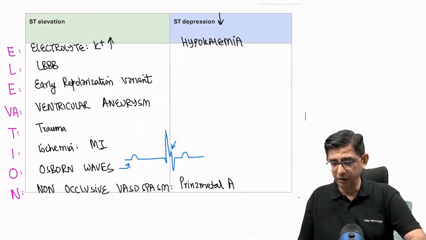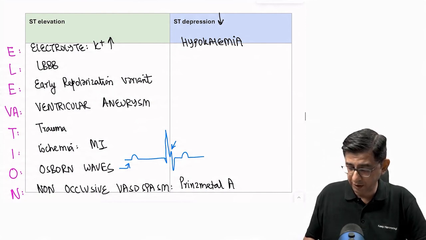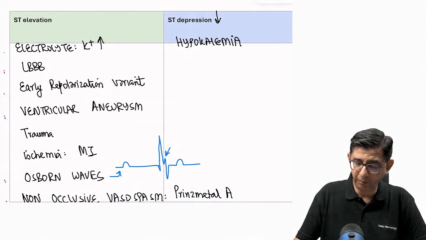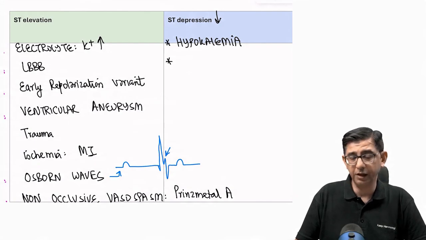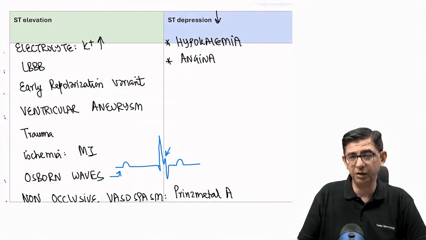So at the moment, the slide is full of information for ST elevation. The opposite of this is ST depression. So that is much shorter and simpler. The first entry to be remembered is hypokalemia. Second is anginas of all varieties. Whether he says stable angina, unstable angina, doesn't matter.